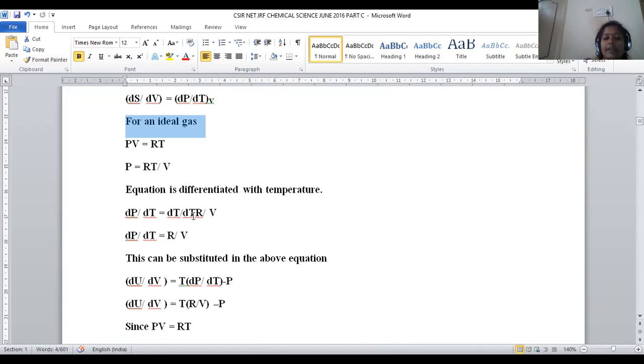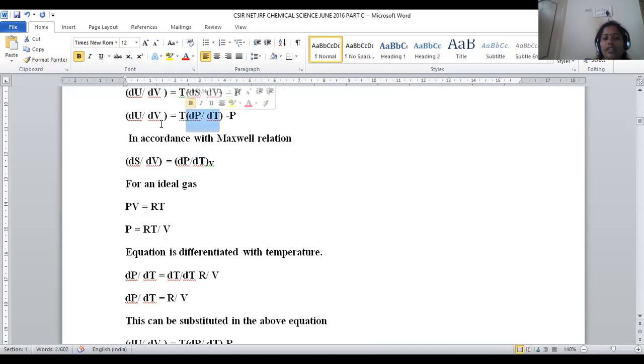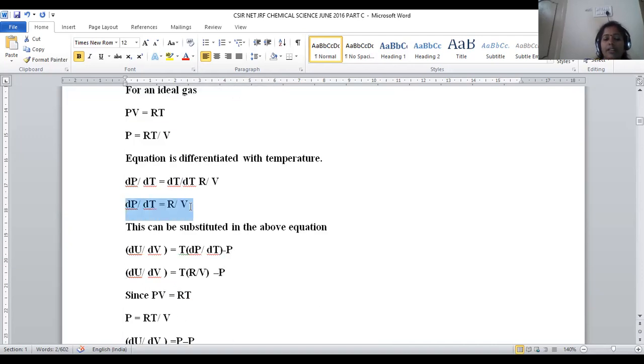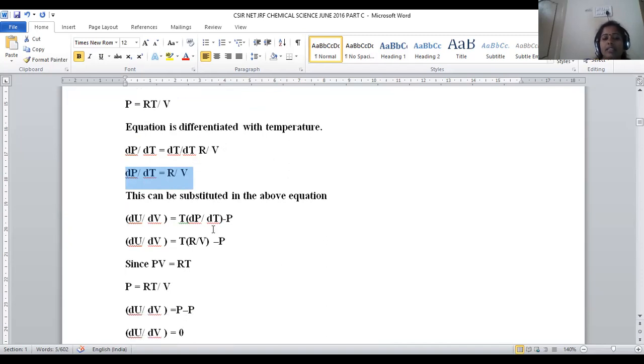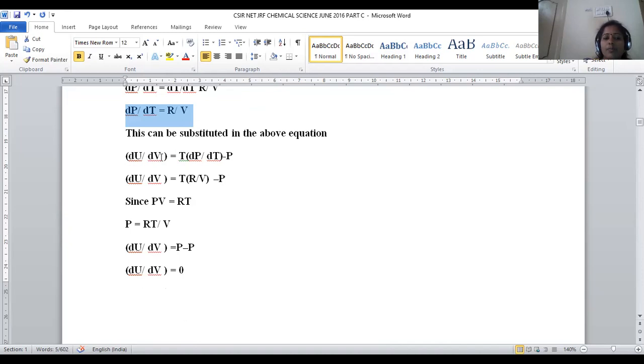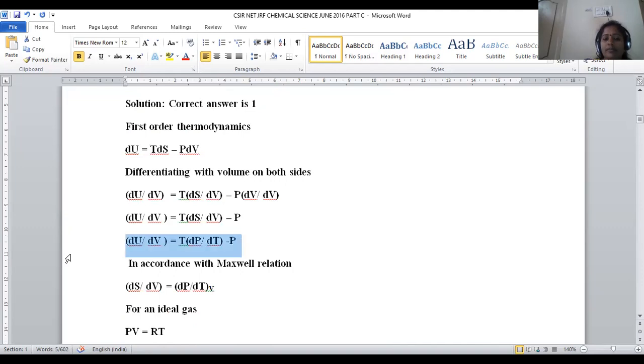Now dP by dT is equal to d/dT of R T by V. Since R is a constant and V is the constant volume here, these two terms will not be differentiated. So dT gets cancelled, and then dP by dT is equal to R by V. In the equation dU by dV is equal to T dP by dT minus P, we can substitute the value of dP by dT. What is the value? R by V is the value that can be substituted in this equation. So this is the equation we got here.